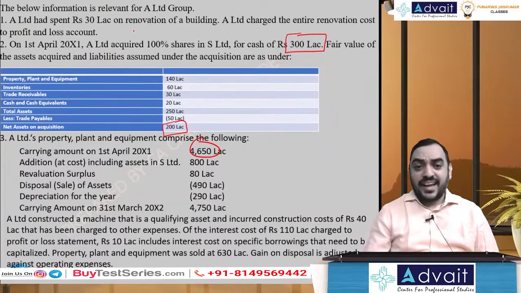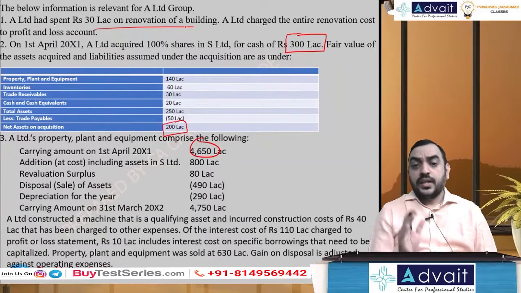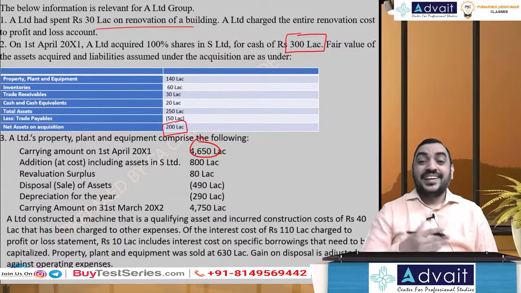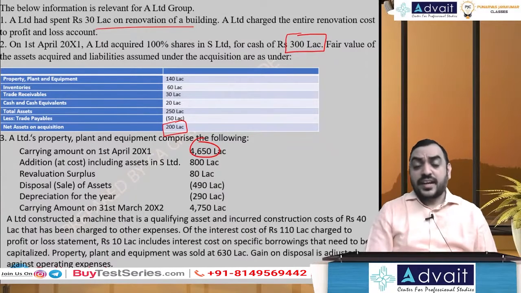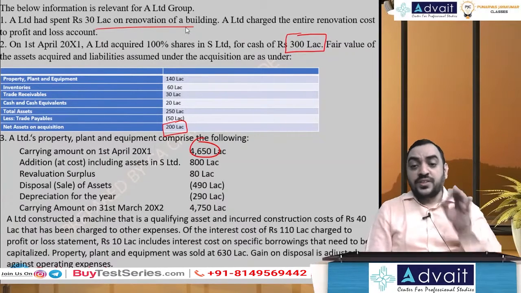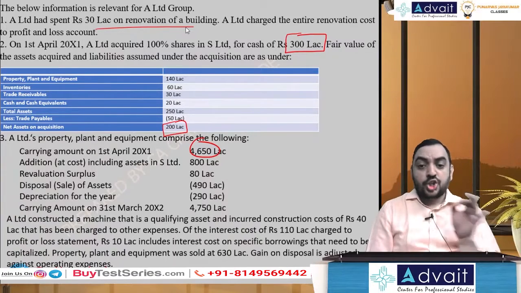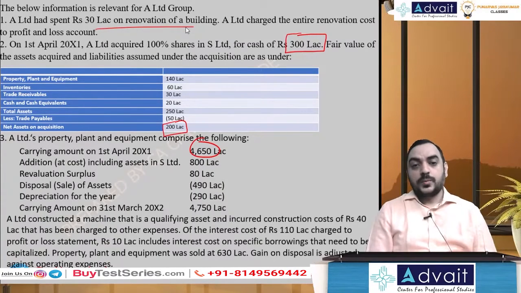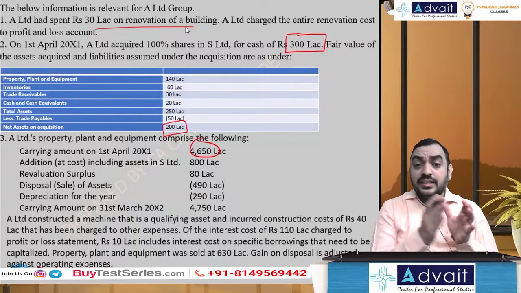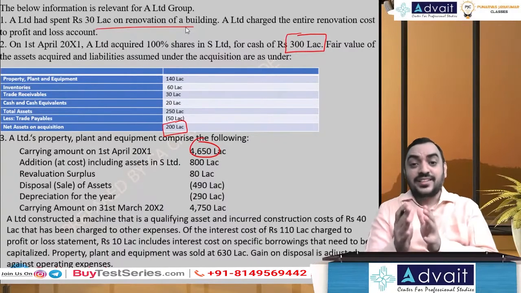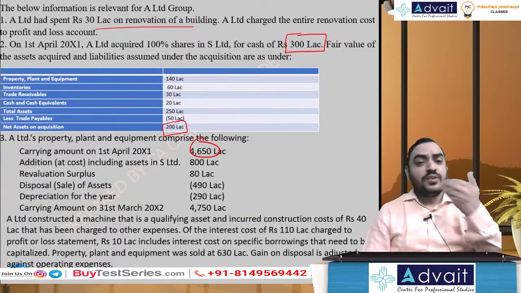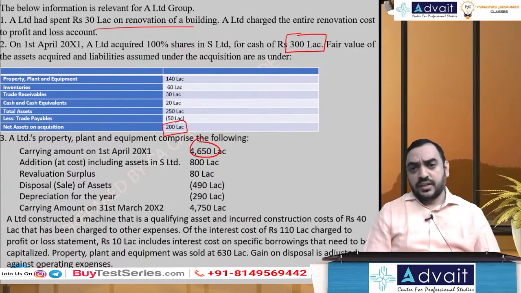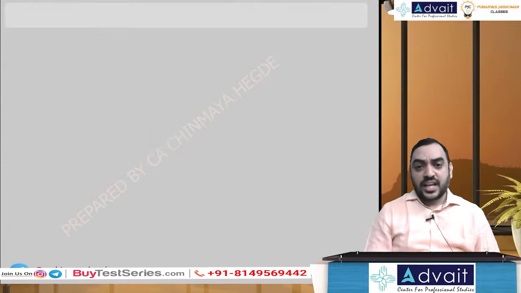They have spent 30 lakhs on renovation of building. A Limited charged the entire renovation cost to profit and loss account, which is a mistake, right? Because this expense should be capitalized, should not be taken to P&L account. So what should we do? These kinds of mistakes we will rectify first. Let's do it as a working note. Then we'll prepare the regular format of cash flow from operating activities.